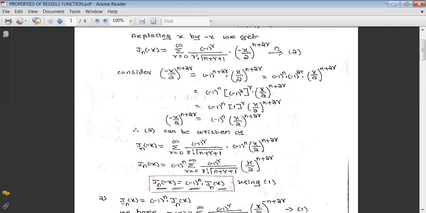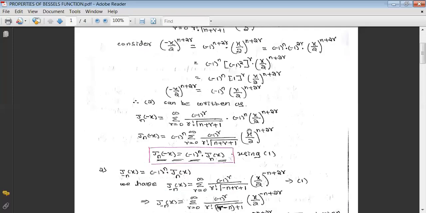Now, in equation 2, in the place of (minus x by 2) whole raised to n plus 2r, let us replace that one by its equivalent, that is minus 1 raised to n into x by 2 raised to n plus 2r. We are going to get this particular expression. Now, this minus 1 raised to n is free from r, which is the parameter of the summation. By taking it outside, we are going to get this thing. And according to equation 1, this is our Jnx.